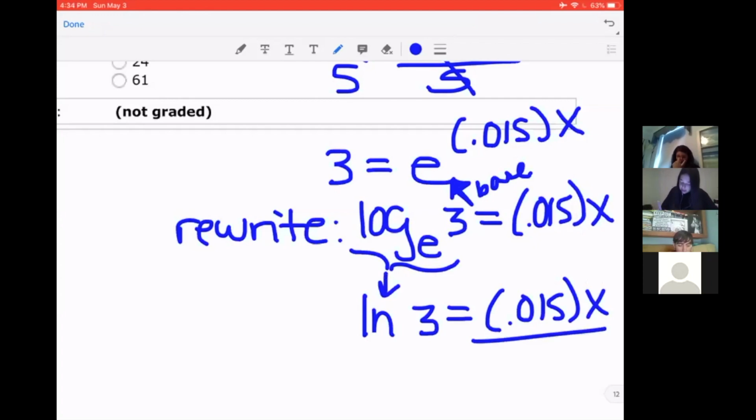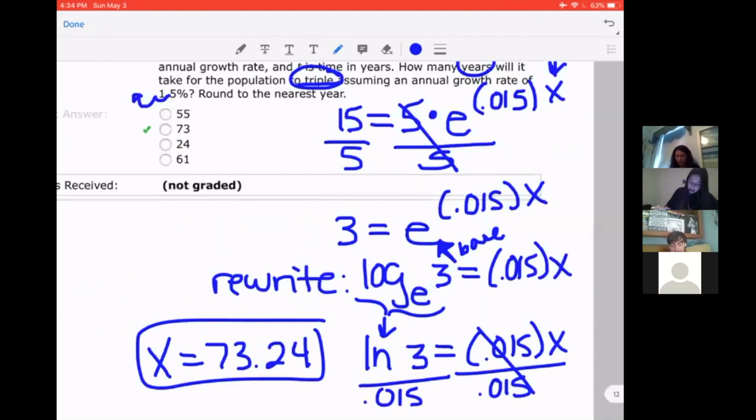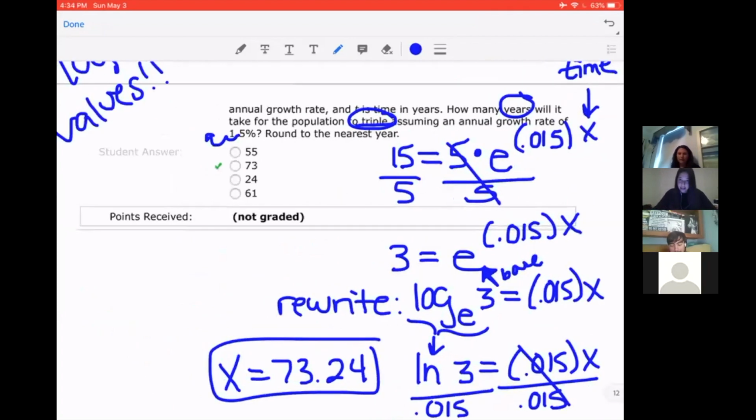So now to solve for x, I just divide both sides by 0.015. So I'm just going to put ln 3 divided by 0.015. And that's how I get x equals 73.24, which is hopefully our answer there. Yep, 73, round to the nearest year. So it's setting it up and working backwards.